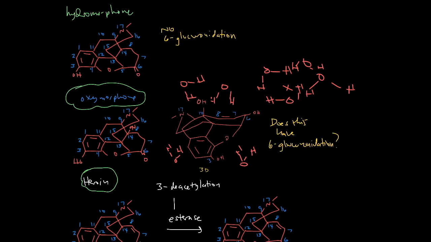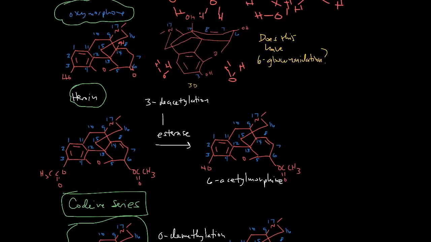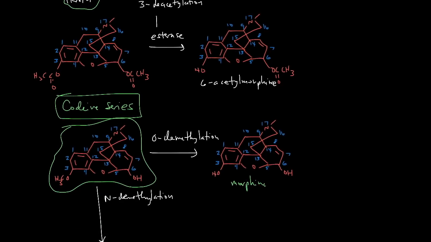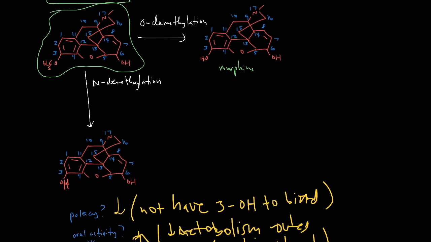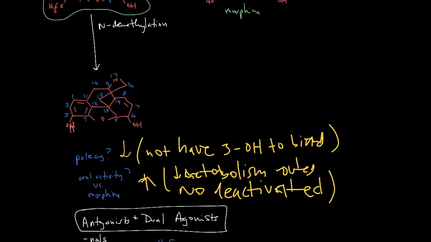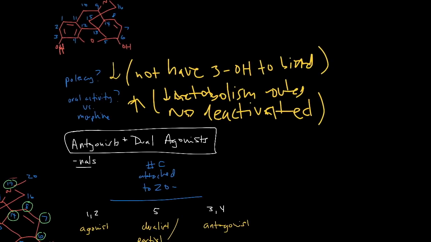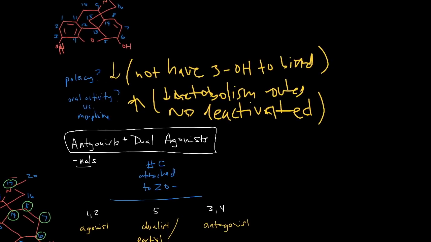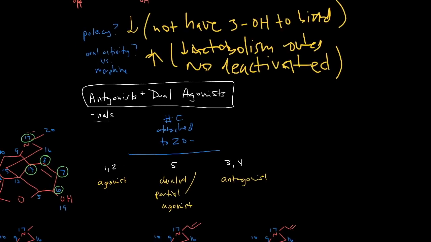Okay, moving on to your antagonists. So these basically reverse the morphine effect. However, they can precipitate withdrawal symptoms. They can reverse respiratory depression. Some of these are addictive, and some of these are not.